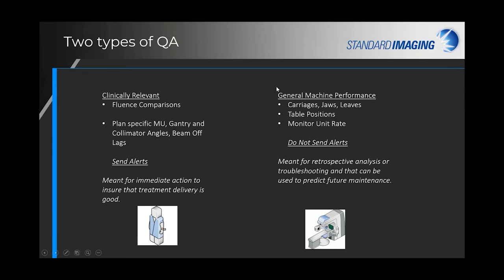But then on the other hand, if you want to just go in on a periodic basis, you can review the general machine parameters and review the carriage, leaf, jaw, table, monitor unit rates, and go in and look retrospectively for, say, a particular type, your head and necks, and see how close to the plan your Linac is delivering, and see if there's a particular leaf that seems to be getting close to tolerance or failure.